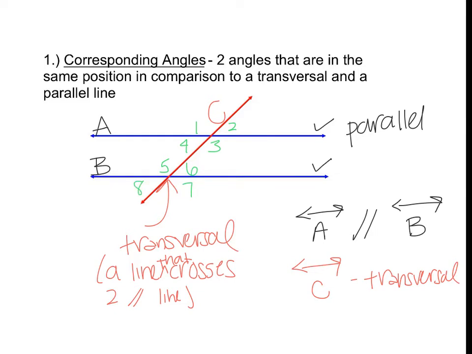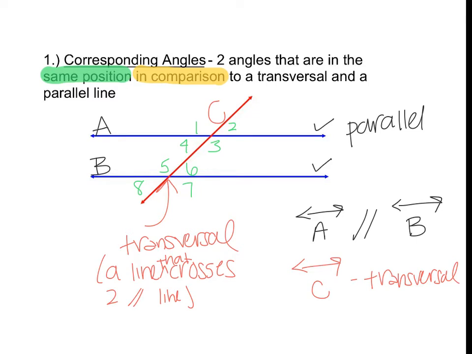It says corresponding angles: two angles that are in the same position. That's important. Two angles that are in the same position in comparison to a transversal and a parallel line. That is crucial. So let's go back and look here. Two angles in the same position in comparison to the transversal and a parallel line.